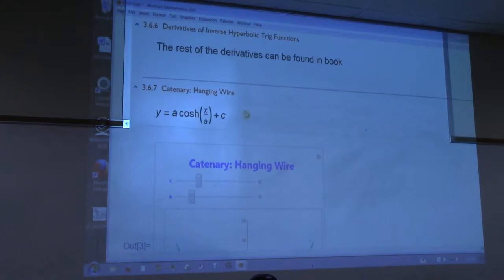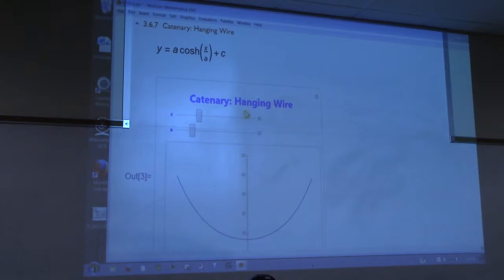But I want to talk about a very nice example. This is called a catenary. So if I were to take a look at the hyperbolic cosine function, we said it kind of looked like a parabola, right? Didn't we? Kind of looked like a parabola. Anybody know what a catenary is? I mean, I kind of give it away up there already.